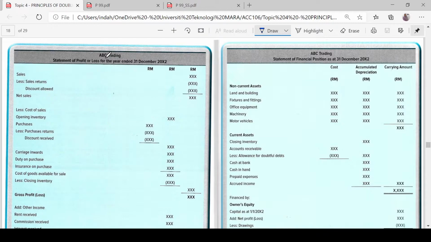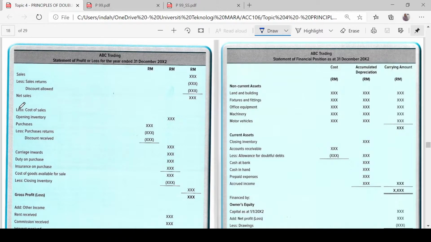In the statement of profit or loss, usually we report items of revenue and expense, whereas for the statement of financial position, we report items of asset, equity, and liability. In the statement of profit or loss, we start with sales, and then we minus any sales return or sales discount, which we call discount allowed.